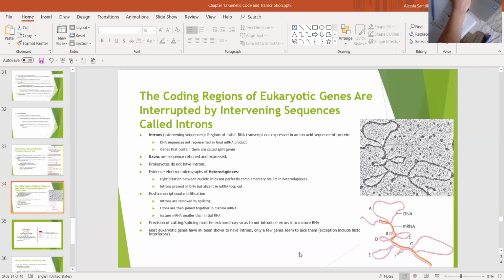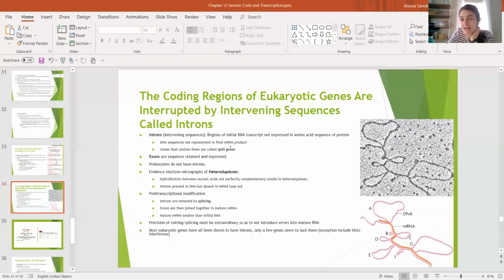So if you see here, introns are intervening sequences, regions of the initial RNA transcript not expressed in the amino acid sequence of the protein. The DNA sequences are not represented in the final product. So basically, these are DNA sequences because they're still encoded by the DNA, but they're not represented in the final mRNA product. So you may be thinking, what the heck is their point?